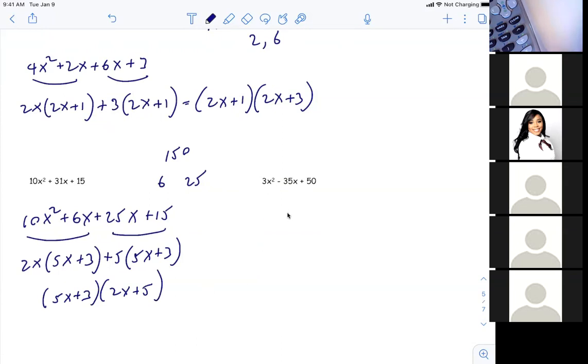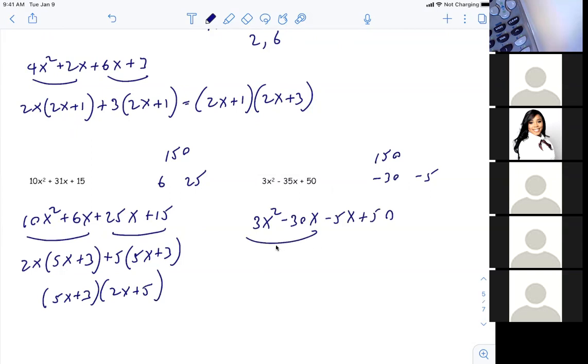3 times 50 is 150. In this instance, we want our numbers to add up to negative 35. So how about negative 10 and negative 15? No, wait a minute, that's not right. Negative 30 and negative 5. Multiply those, you get a positive 150, and add them and you get the negative 35. So I write 3x squared minus 30x minus 5x plus 50.